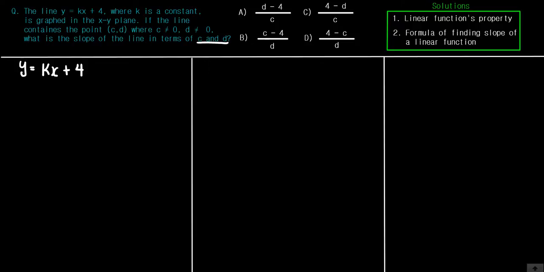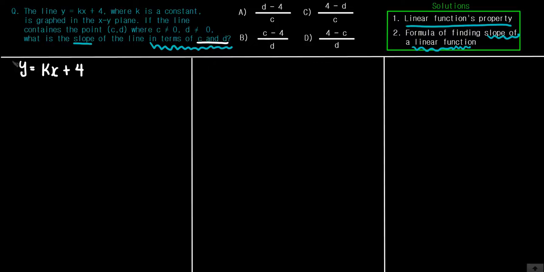And they mention "in terms of c and d," which means we cannot find the exact value of our slope. Before we analyze this equation, let's think about our solutions for this question. At first, we need to think about our linear functions properly, and also about finding the slope of a linear function. It is going to become an approximate value.